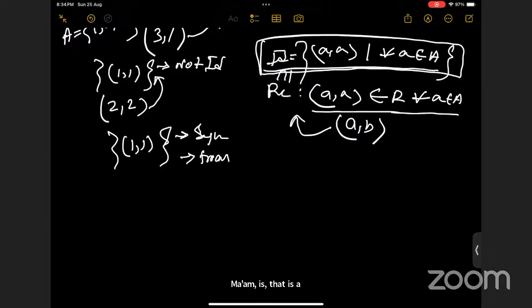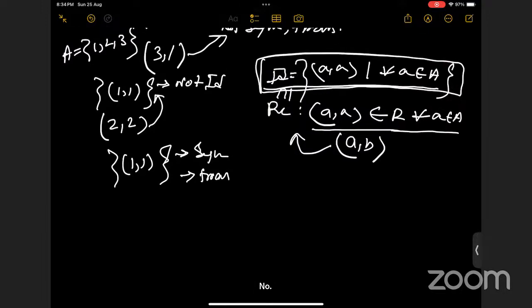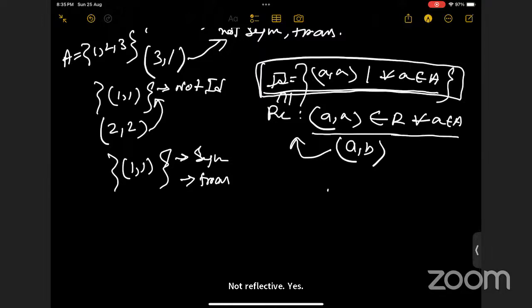No, ma'am. Ma'am, is that reflexive? Yeah, ma'am, that's my same doubt here. It is not even identity. How can it be reflexive? Okay, ma'am. If it is identity, then it is reflexive. If it is not identity, then it is not reflexive. Sorry, ma'am, just say if it is wrong: if it is not identity, then it may be reflexive. But if it is identity, it may be not reflexive.